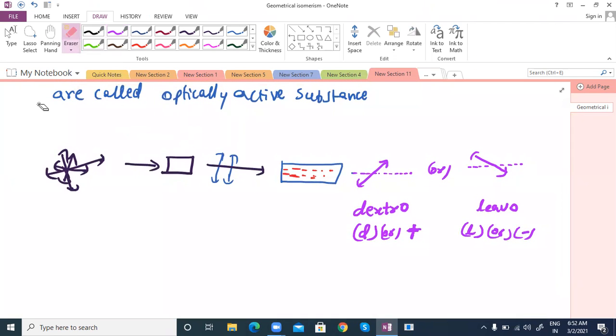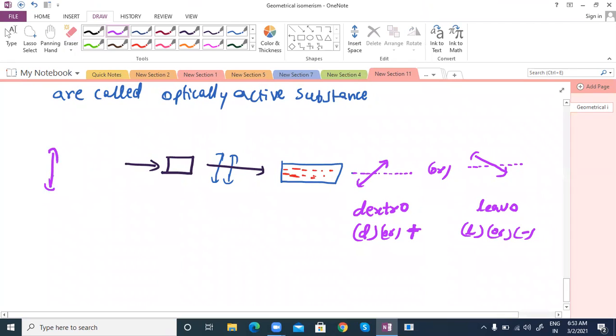This is plain monochromatic light first. You know that monochromatic light means only a single wavelength, one color. Mono means same, chromatic means one color or one wavelength, that is monochromatic.